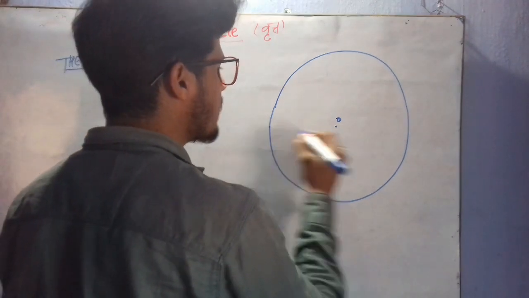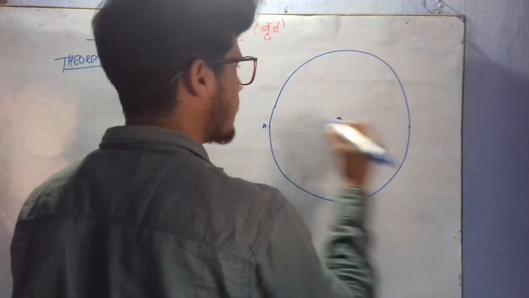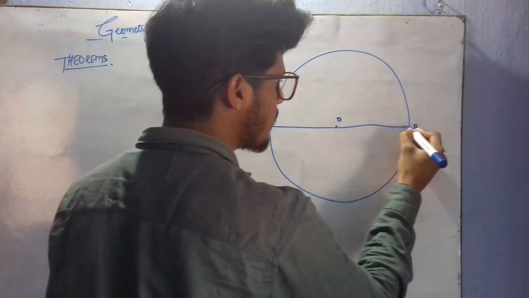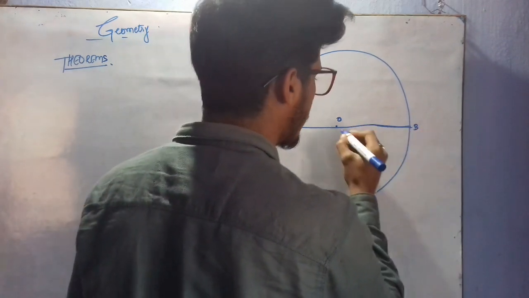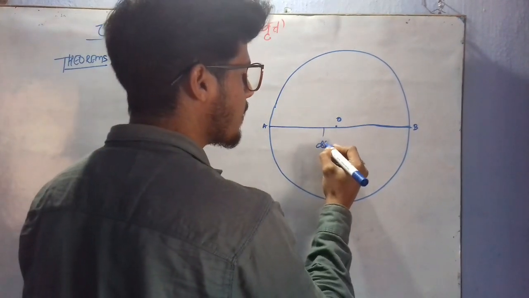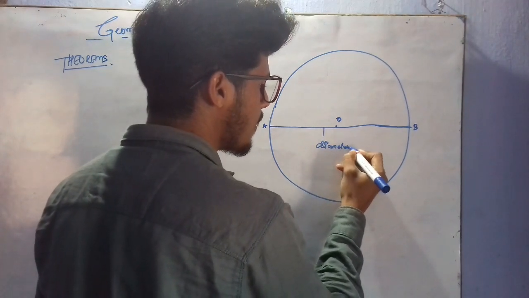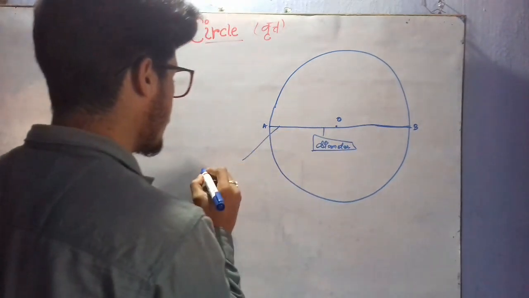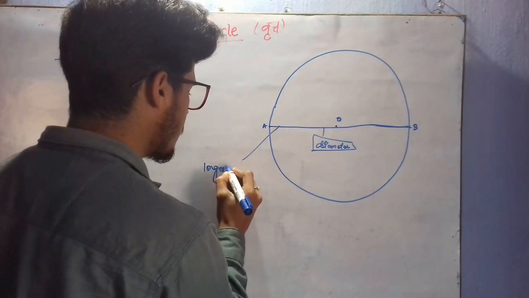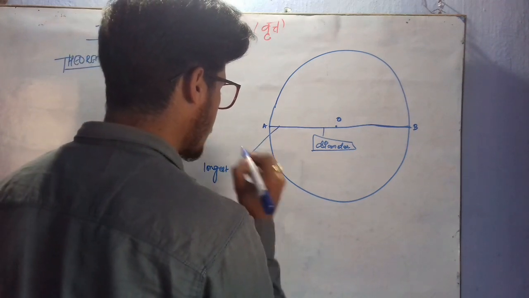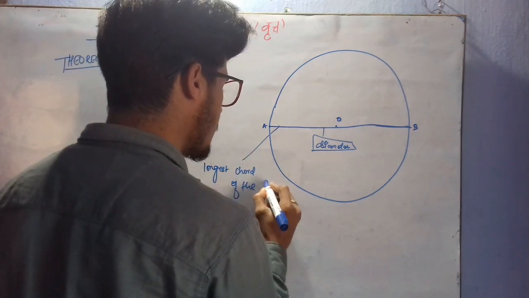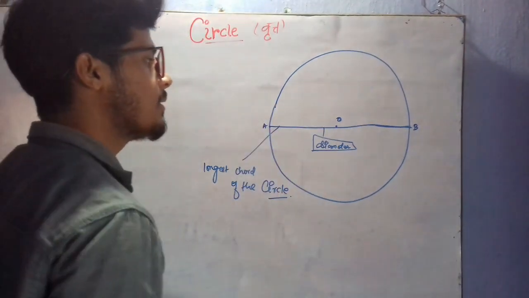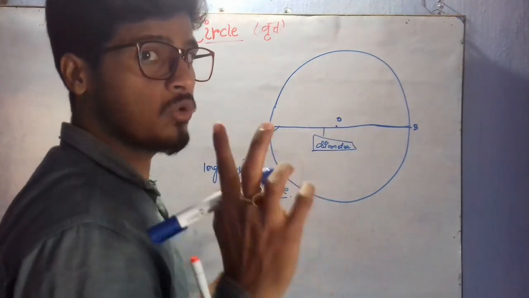If we take 2 points, this is A and this is B, and if we join those 2 points across the center, so this is our diameter, right? And we know a basic property about a diameter, that a diameter is the longest chord of the circle, right? And the second thing is that a diameter divides a circle into two equal halves.